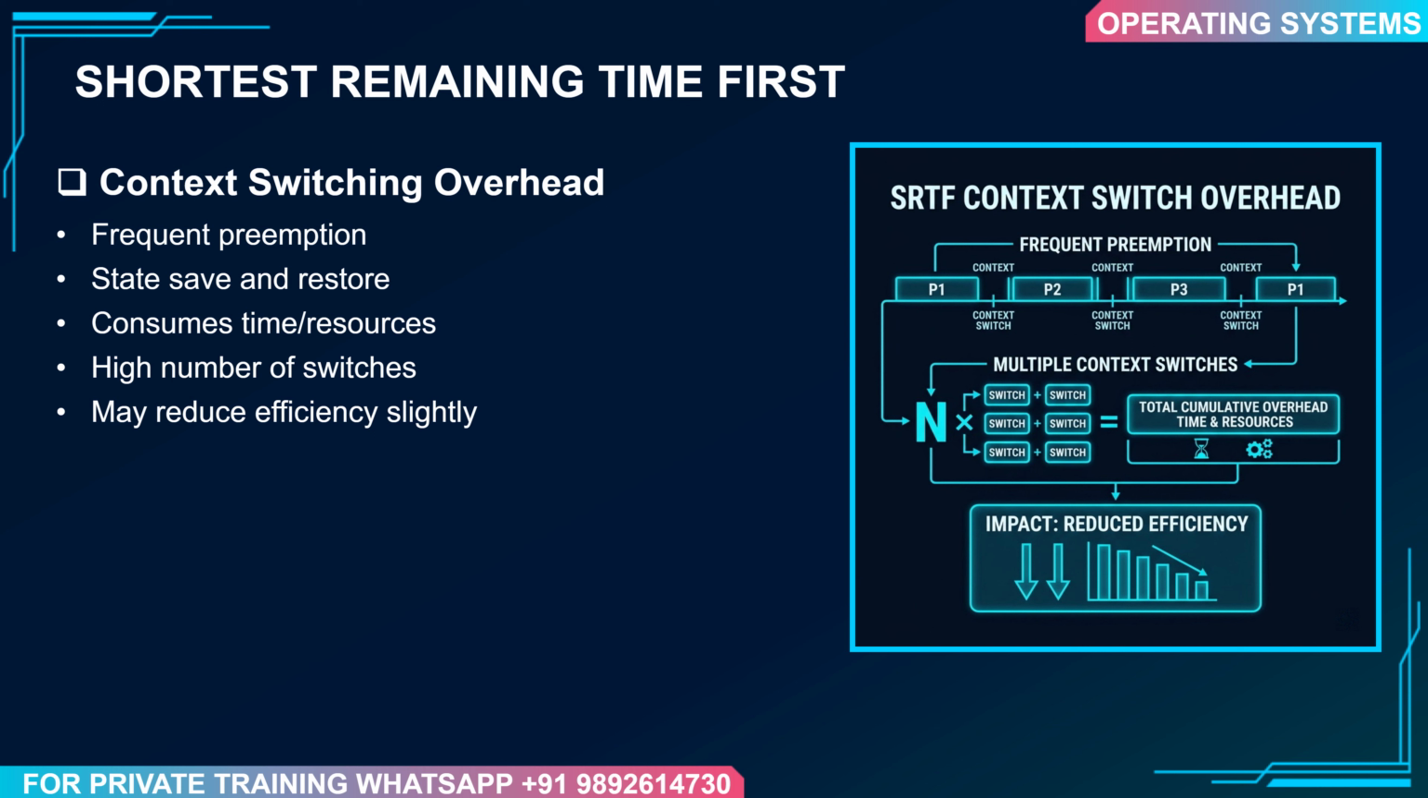Another important point to understand is the overhead of context switching. Every time the CPU switches from one process to another, it needs to save the current state and load the new one. This is not free. It takes time and system resources. In SRTF, since preemption can happen frequently, the number of context switches can increase significantly. This can slightly reduce the overall efficiency if not managed properly.